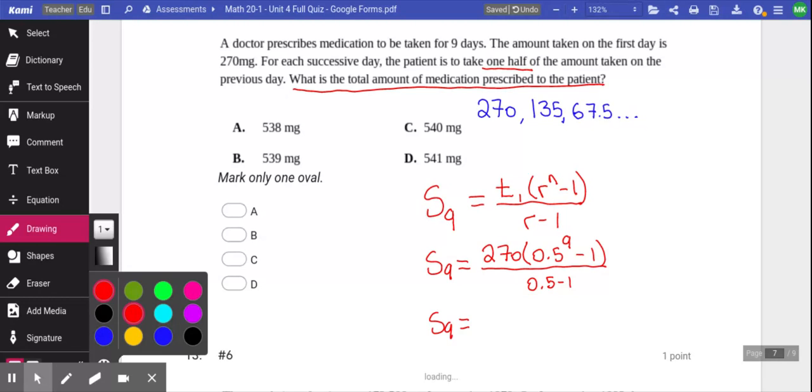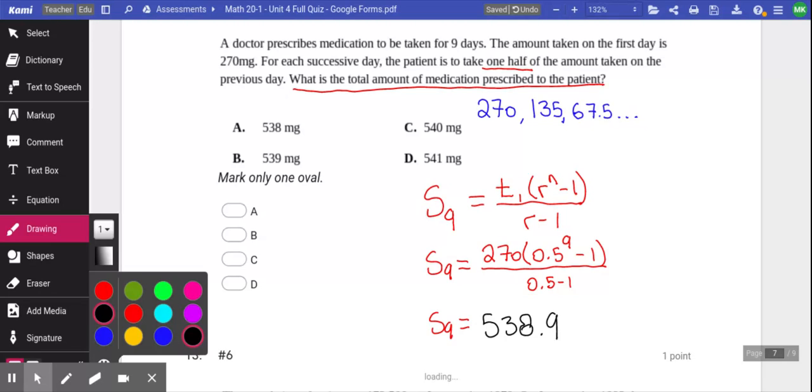And I get, well, that's not right. Let me try that again. I typed the wrong thing. I put a plus sign instead of a minus sign. Try it again. I get S of 9 equals 538.9. If you want to prescribe this medicine, if you did 300 or 538, it wouldn't be enough medicine.